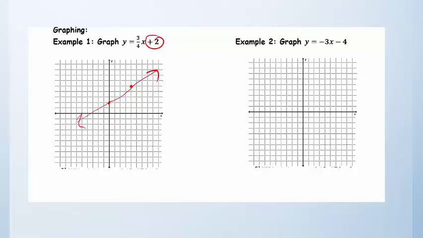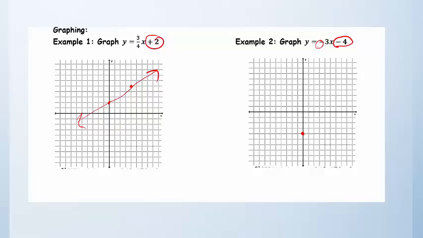Now in the second example, I'm actually starting at negative 4. So I got to start down 4. If you look at your slope, it's negative. So your line should be going downhill. That means you can either go up and to the left, or you can go down and to the right. Again, because your line needs to go downhill since it's a negative slope.